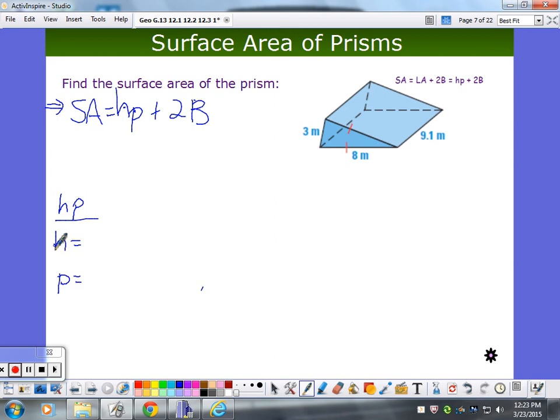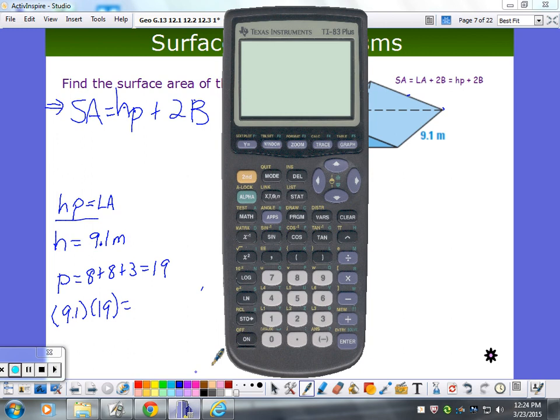H is distance between the bases. First of all, what are the bases of this prism? Where are the bases? The triangles are the bases. I took two triangles and I stretched them out. How far did I stretch them? That's your height, the distance between the bases. P is perimeter of the triangle, perimeter of the base. Now let's see, it's hard to see it up here, but there are some congruence markers. So if this one's 8, so is this. So what's perimeter? 8 plus 8 plus 3, which is 19. So if I want to find the lateral area, which is HP, it's going to be H times P, 9.1 times 19.